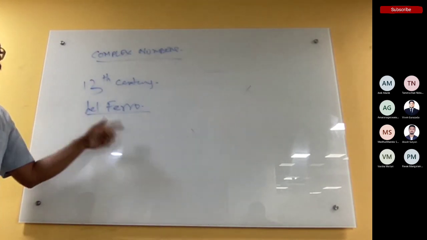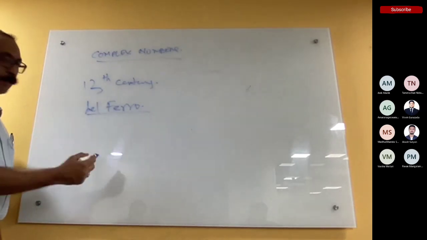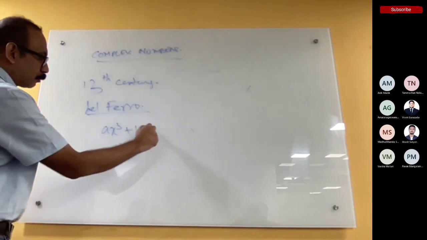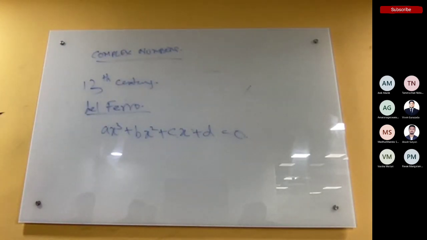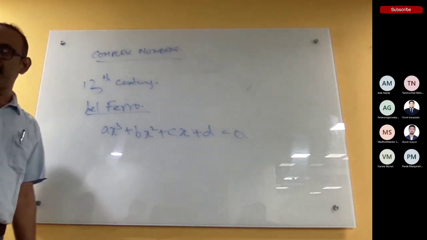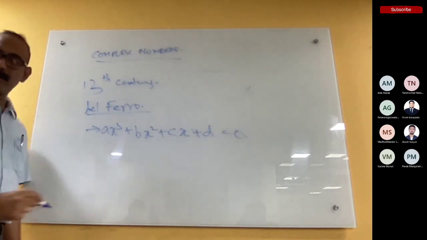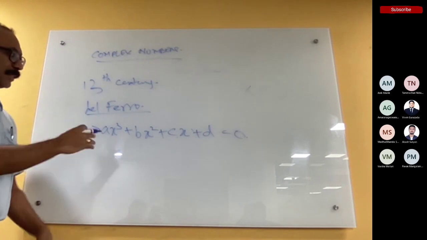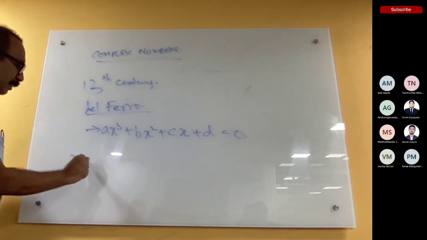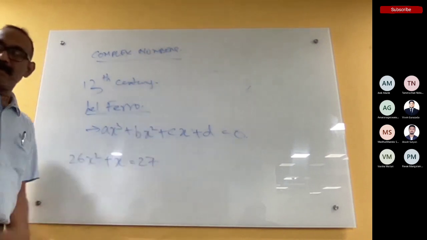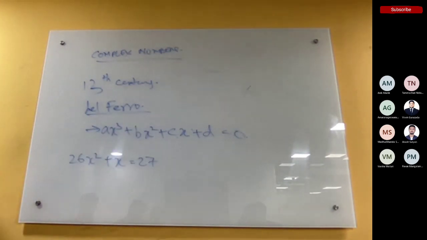The story is interesting, that's why I need to tell this. Historically, if you look at a cubic, how do you write a cubic? A cubic is typically ax cubed plus bx squared plus cx plus d equals 0. Finding the solution for cubics has been an obsession with humanity from at least the Egyptians and beyond. People have always been trying to solve cubics. For example, if I write 26x squared plus x equals 27 and ask you to solve for x, in modern ways you put in that formula. But that is not the way people solved it.